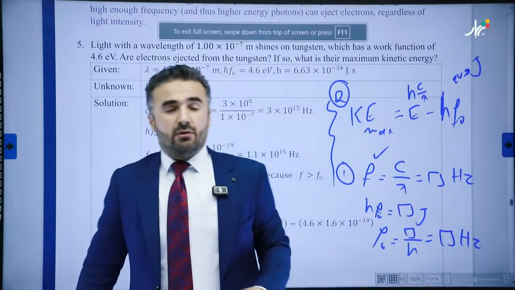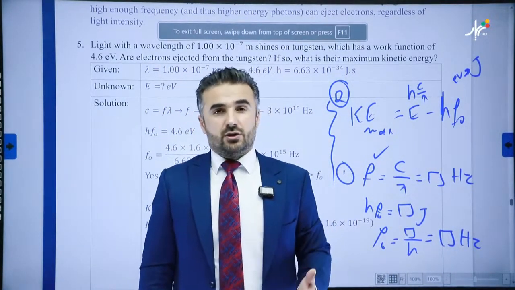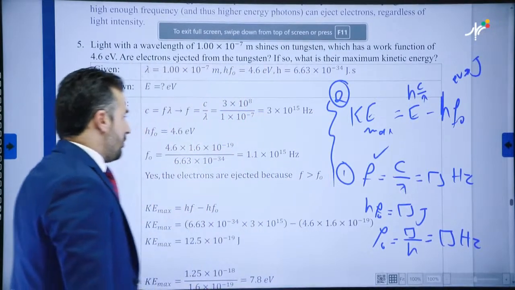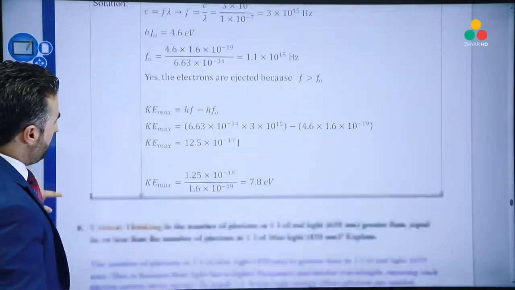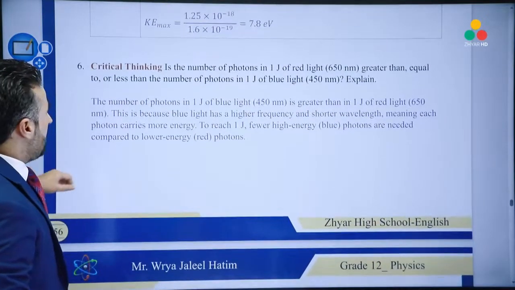Once again, you'll find it in joules, but don't be surprised if they ask you to find the energy in electron volts, which then you will just divide by 1.6 times 10 to the power negative 19. Okay, moving on. We have another question that is critical thinking.